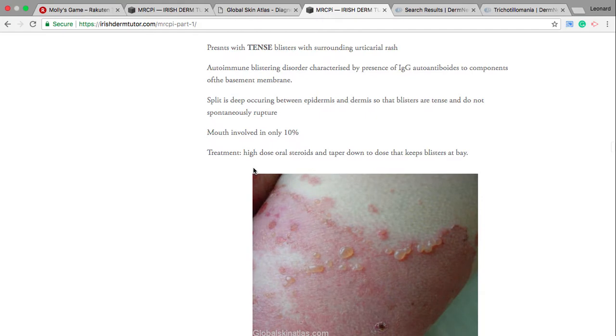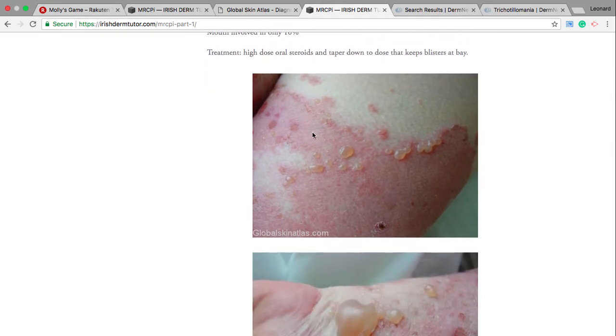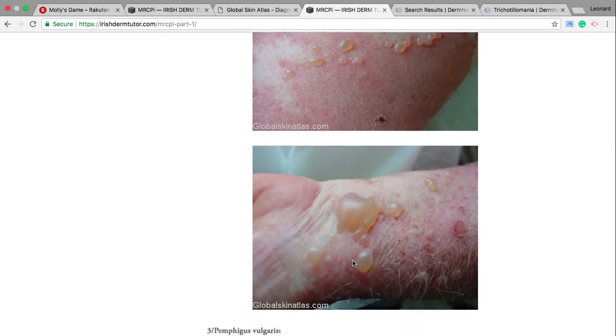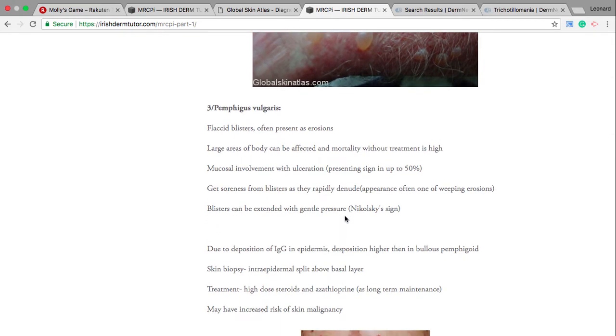And usually with cases like this, we treat them with high dose oral steroids and then taper them down to a dose that keeps the blisters at bay. Other options include using dapsone also as a steroid sparing agent. So as I said, here is an urticarial rash, and this kind of urticarial itchy rash can often precede the blisters by weeks, and then after a while you develop these very striking tense blisters. And here's another example.